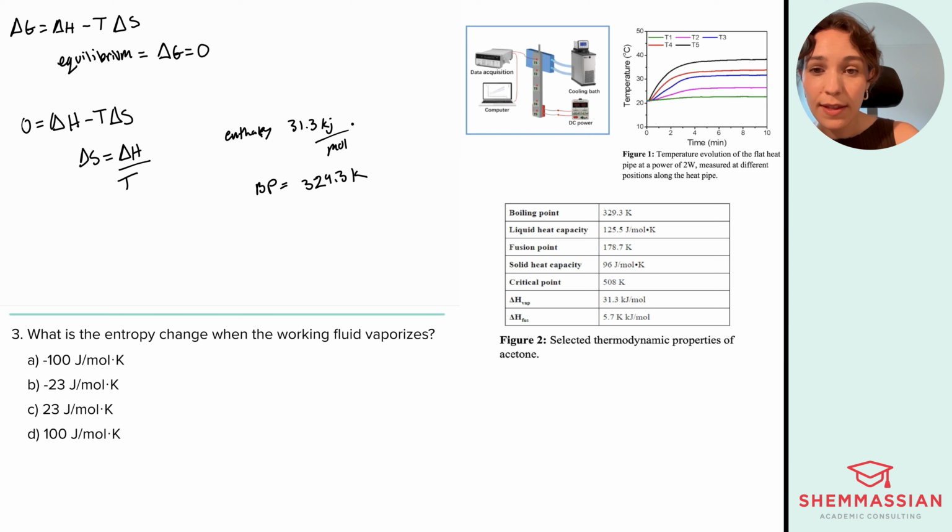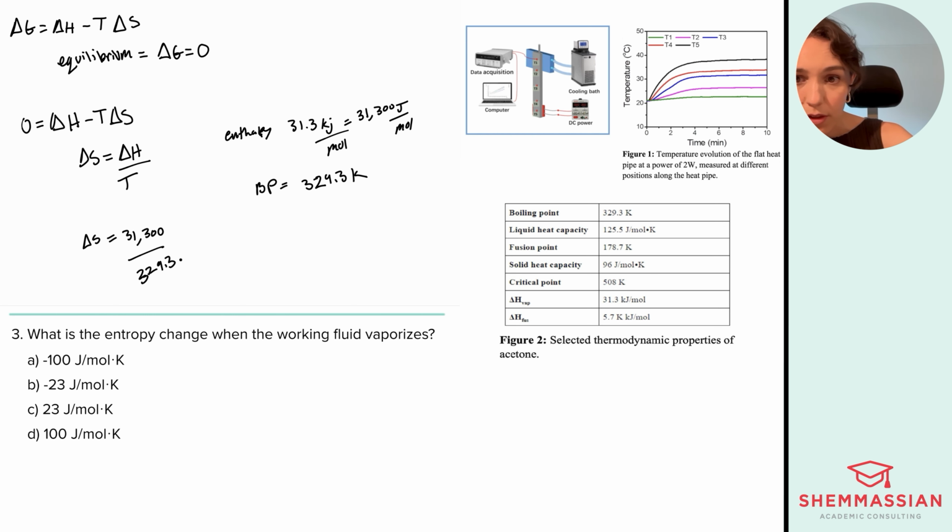So let's convert the enthalpy into joules first, and 31.3 kilojoules per mole becomes 31,300 joules per mole. And then we'll plug in the numbers. So delta S equals 31,300 divided by 329.3. And that gives us approximately 95.07 joules per mole Kelvin.